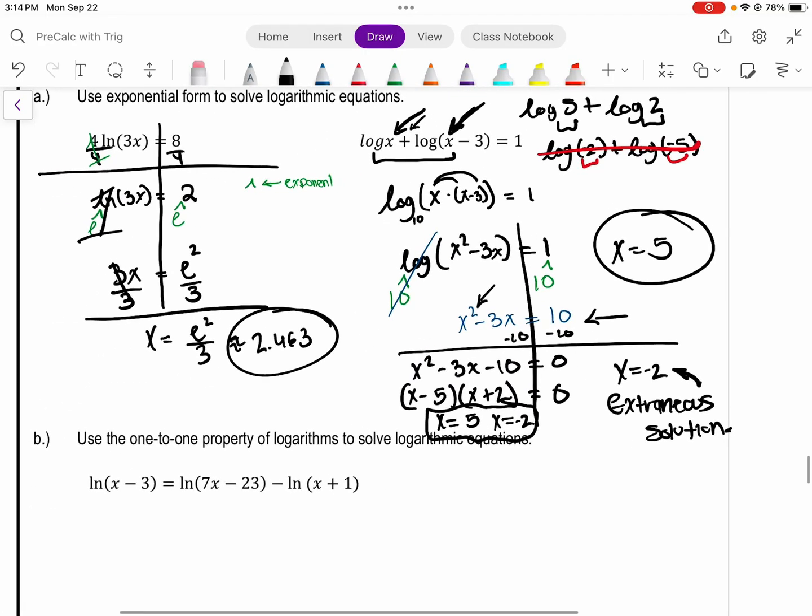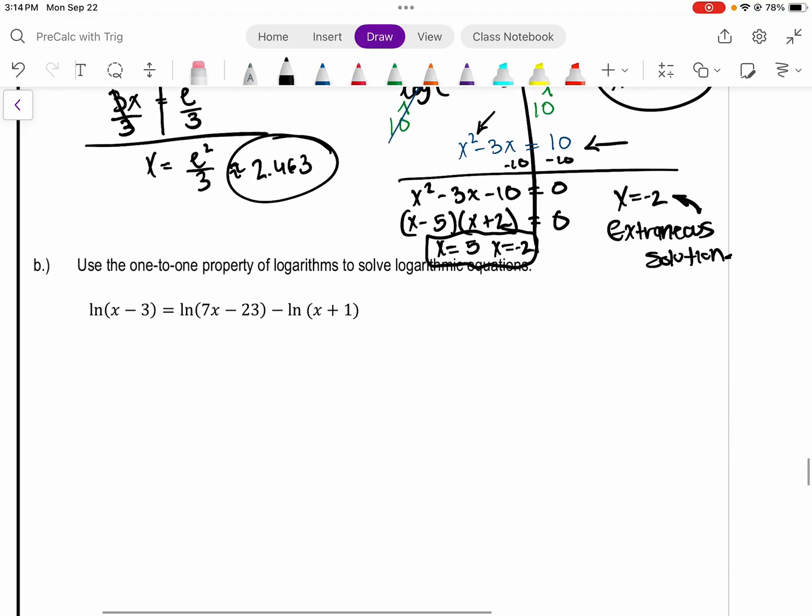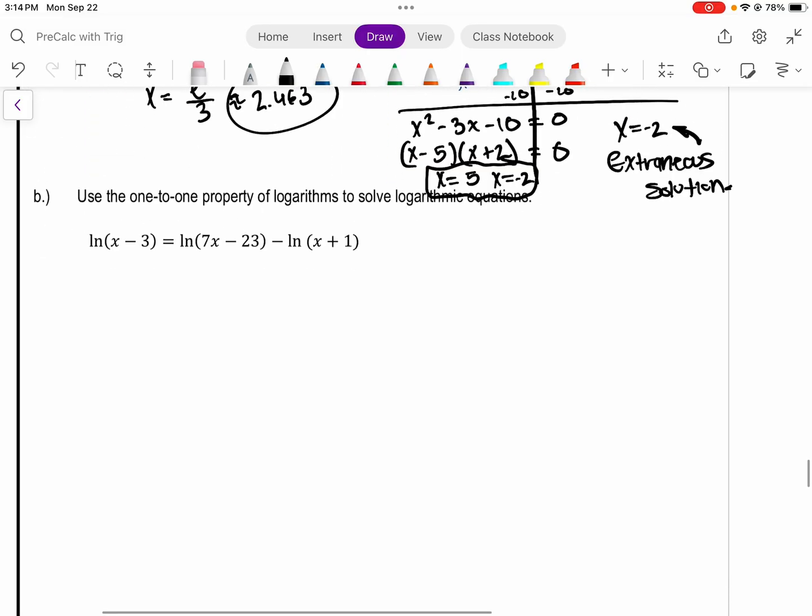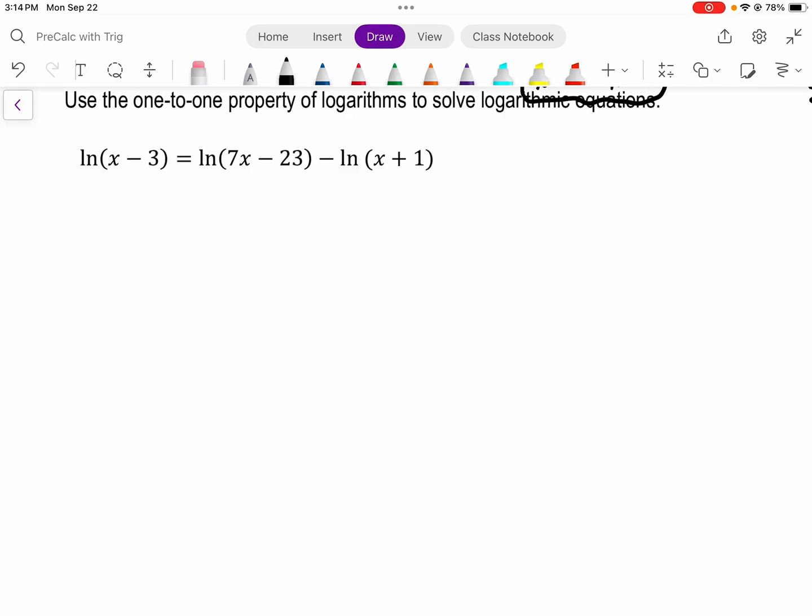Okay. And finally, the last log. So this one, notice now there's a bunch of logs. Well, first of all, we're still gonna condense things. Here's my advice though. If you do have a negative log like this one, move it to the other side. So I'm gonna add the natural log of x plus 1 to this side.